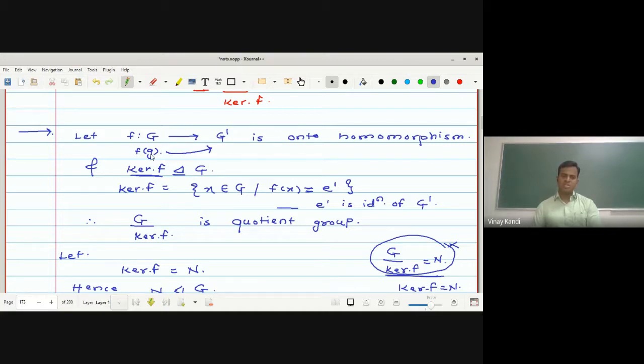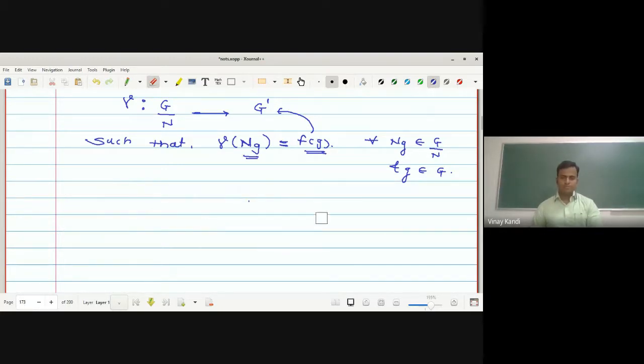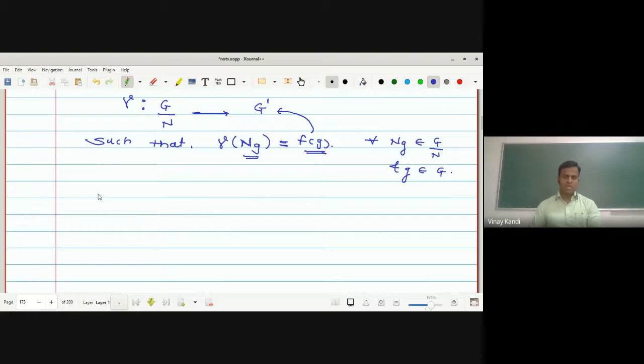Okay, म्हणजे या g साठी काय आलं तुमचं फंक्शन, gamma of ng is equal to f of g. म्हणजे हा f of g कुठे असणार तुमचा, g dash. Okay, any doubt up to here? डाउट आहेत का काही? Okay, such that gamma of ng is equal to f of g.